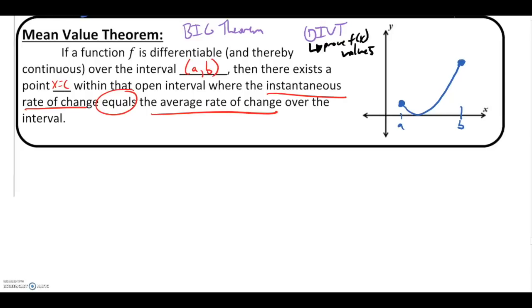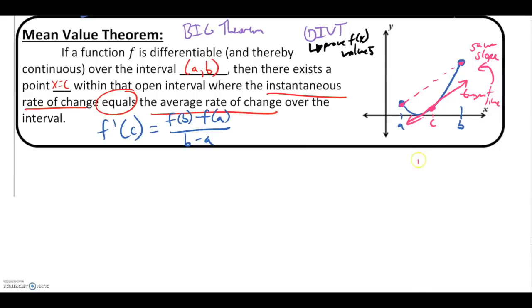Or, put in the proper notation, our instantaneous rate of change at c, which would be f prime of c, equals the average rate of change over the interval, f of b minus f of a, all over b minus a. And what you need to recall for this to make sense is that when we talked about average rate of change, we were talking about the slope between any 2 points on a curve, ignoring what happens in between those 2 points. We can see this function decreases then increases, but the average rate of change imagines that we connect them with a straight line. What the mean value theorem states is that at at least one point c, we can draw in a tangent line with the same slope. They would be parallel.